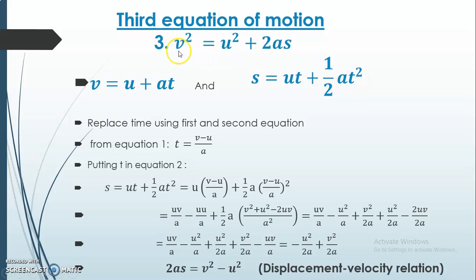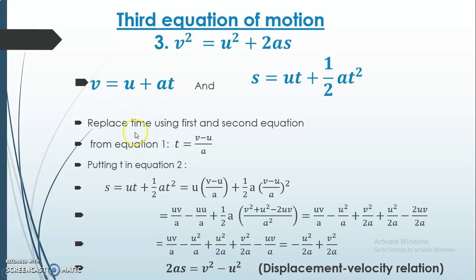But in the third equation, you cannot find any term with t. Can you see any term with t? It is v square is equal to u square plus 2as. So there is no time over here. But both these equations contain time. So we are going to use these equations and replace the time only. So replace time using the first and second equation.